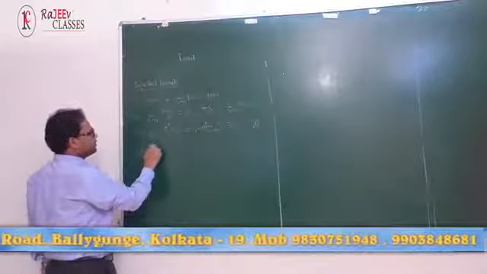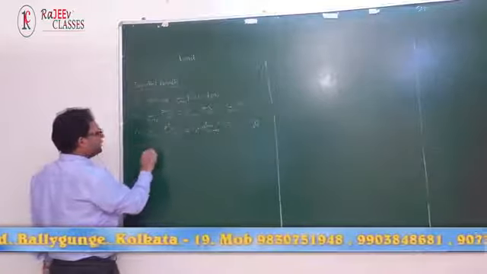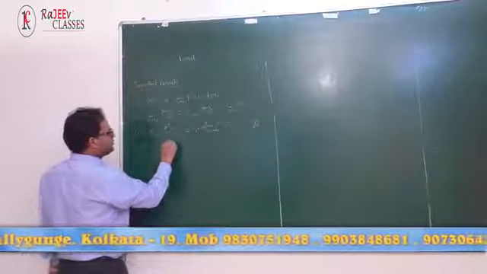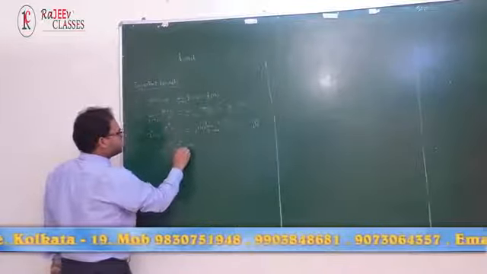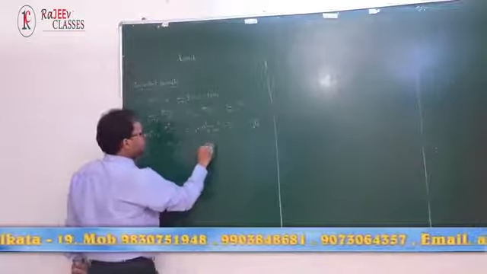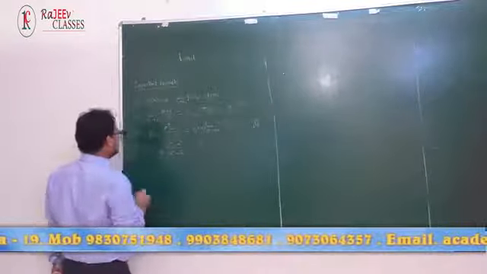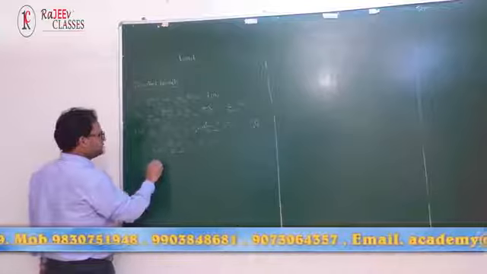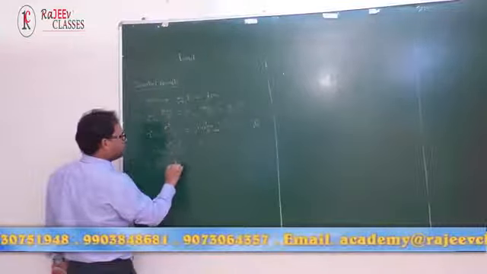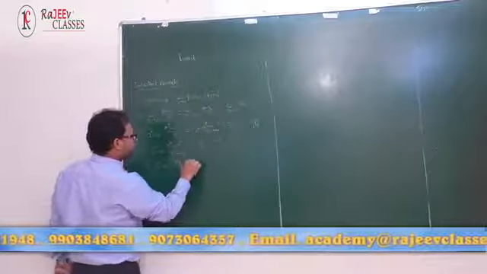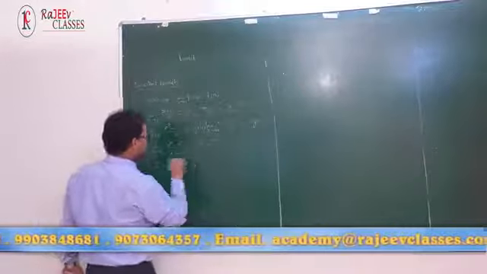Point number 5, limit x tends to a, (x to the power n minus a to the power n) divided by (x minus a) is equal to n times a to the power n minus 1. Number 6, limit x tends to 0, log base e of (1 plus x) by x is 1.